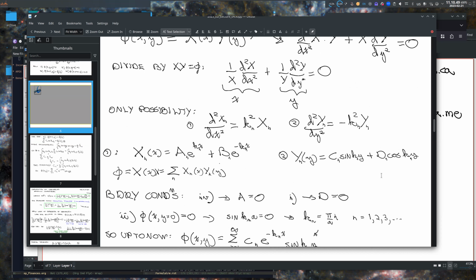So in general, it's not a sine function. It's a combination between a sine and a cosine. But that depends on the other boundary conditions. Right.